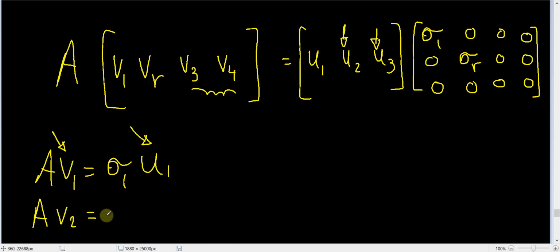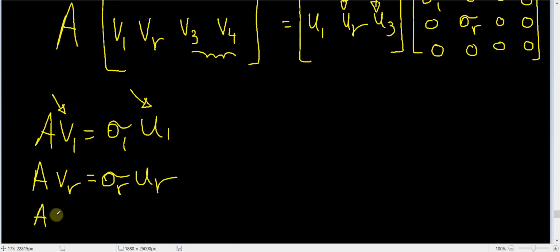Now A V2 is equal to sigma R U R. So this is VR, this is VR, and this is UR because the rank is 2. Both the column rank and row rank must be equal to each other. So we have AVR is equal to sigma R UR.